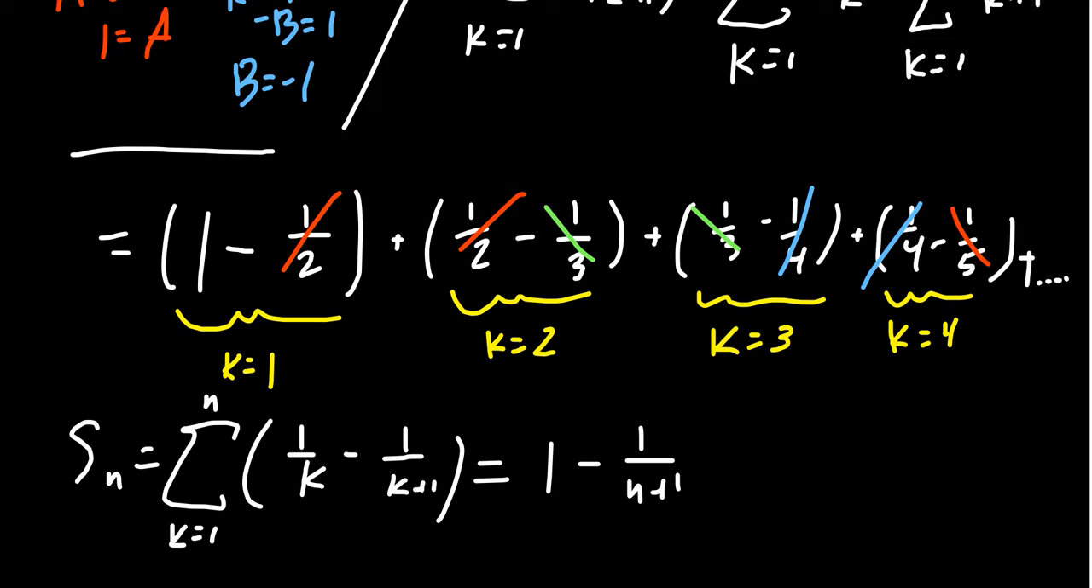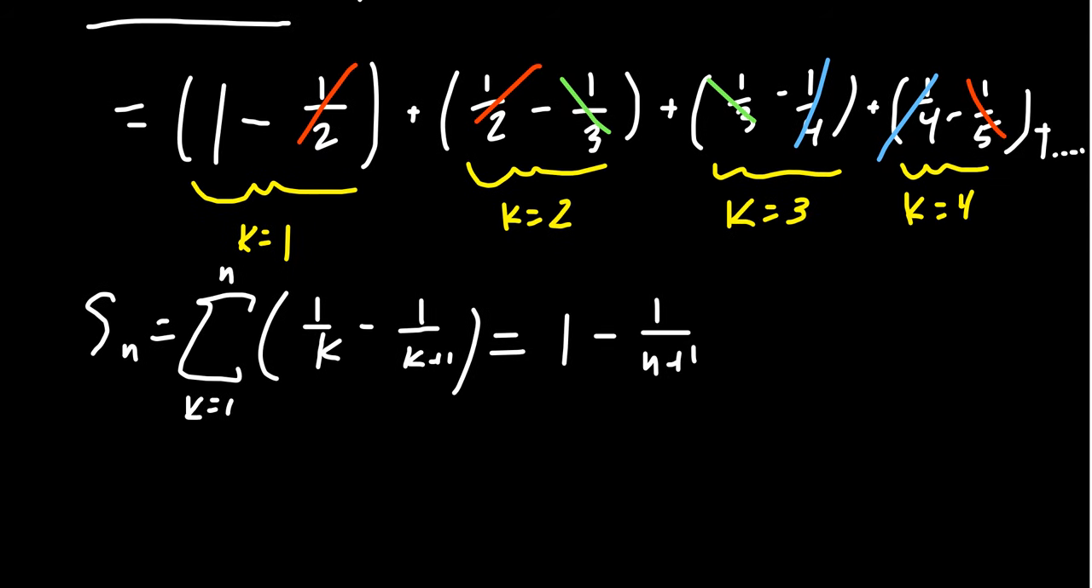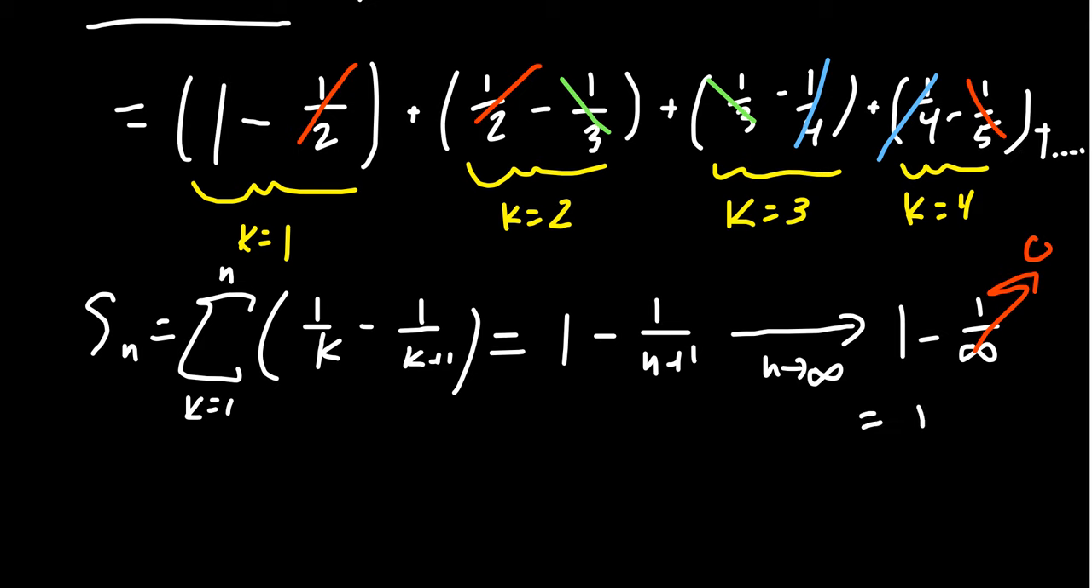And so because this is the partial sum of our series, if we take the limit here as n goes to infinity, this thing will look like 1 minus 1 over infinity, for which that part is just 0, right? The second piece just goes to 0, and we end up with this series adding up to the number 1.